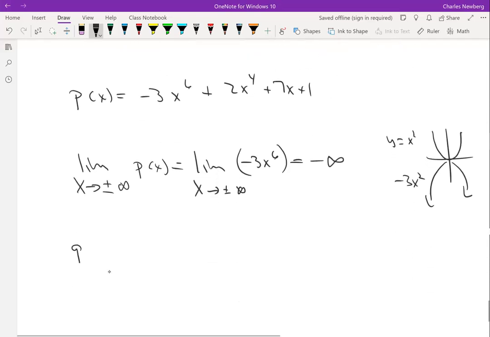We'll call this one Q of x. It is minus 3x to the 5th plus 7x squared minus 2x plus 20. Go ahead. Evaluate me, find me the left and right hand limits without using technology.